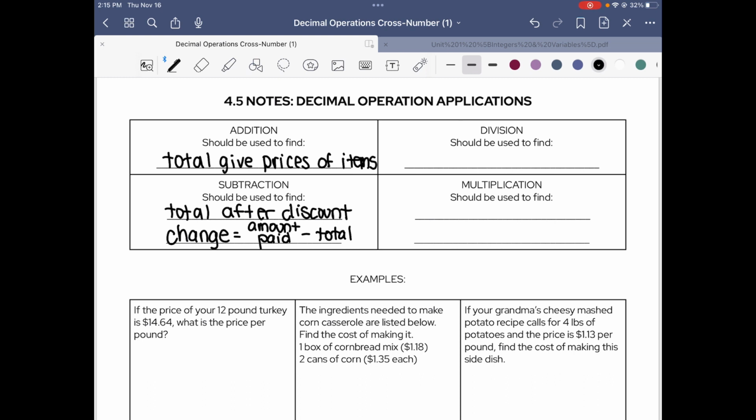Division, most of the time, is used if you want to find the price per item or the price per pound. In which case you would take the total amount it is worth and divide it by the quantity or how many.